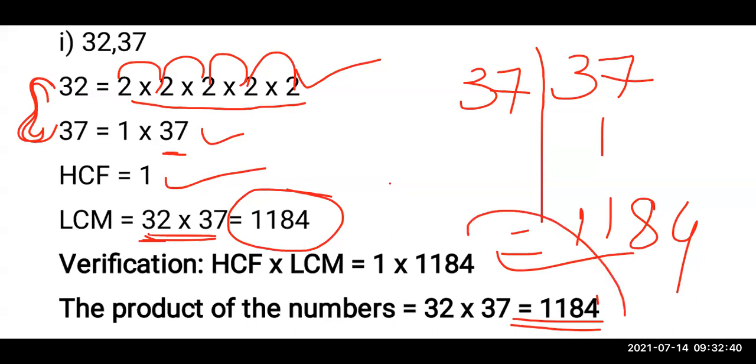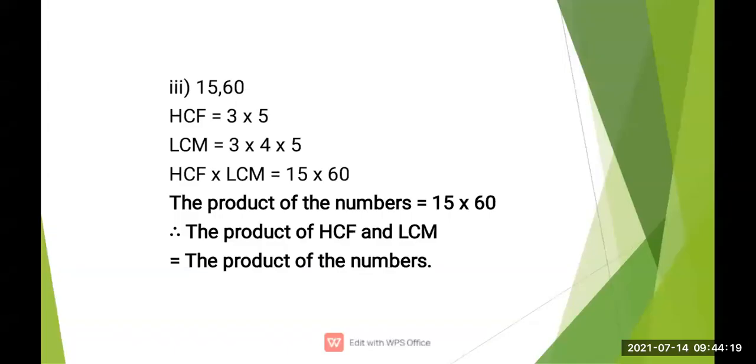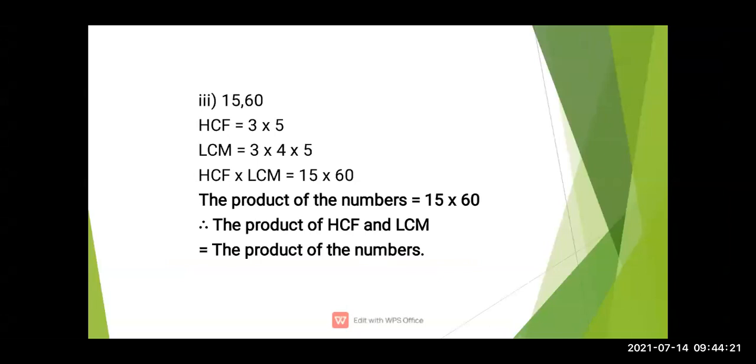When we are getting both the numbers, दोनों नंबर जब हमको सेम मिलता है, that means it is verifying. वो दोनों equal है. HCF multiply by LCM is equal to the product of two numbers. ये हमने proof किया है. Why? Because we are getting both the answers same. Now the next one is the third one, that is 15, 60.